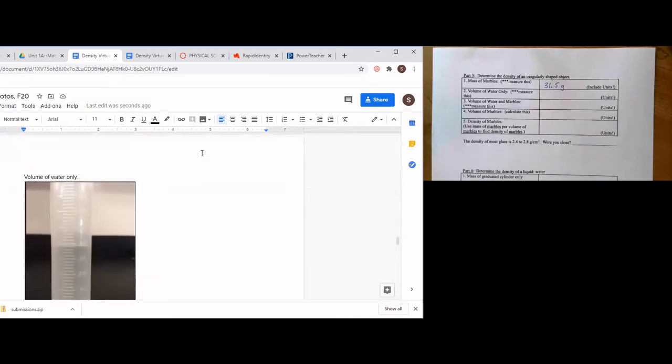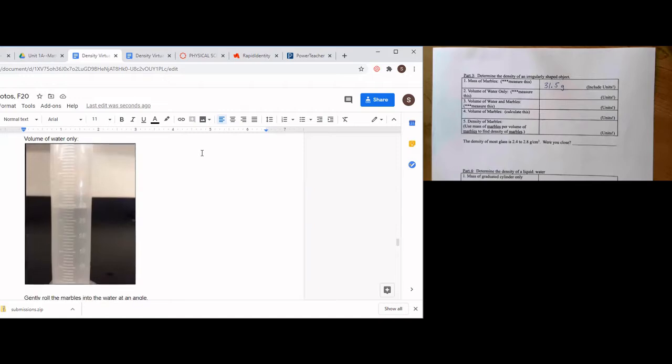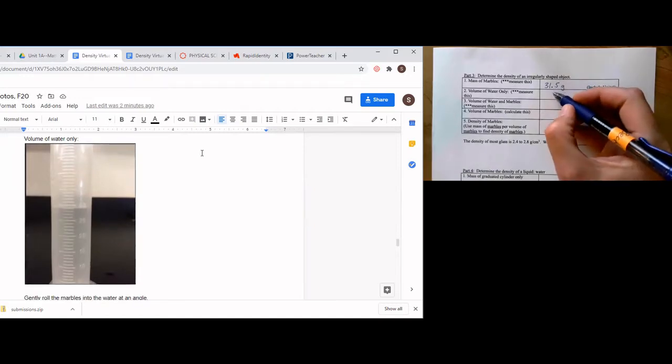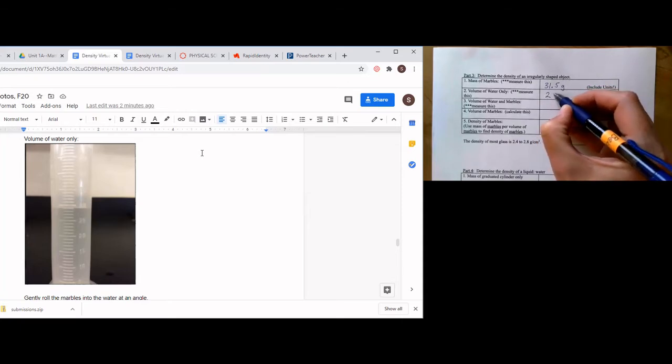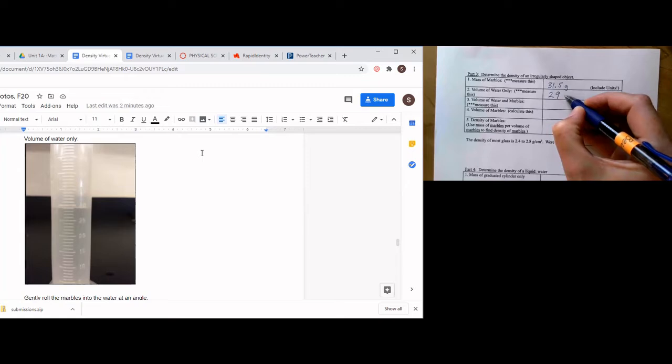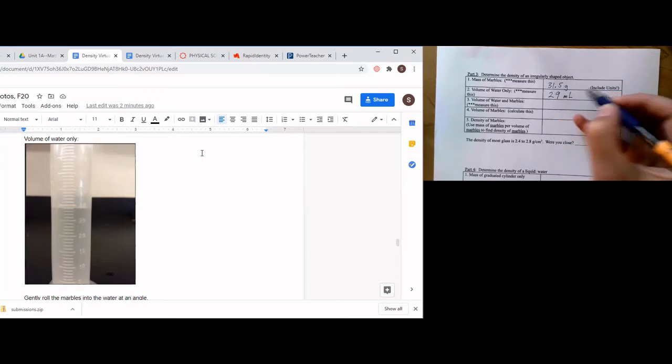First, we'll put some water in the graduated cylinder. Go ahead and read the volume of the water. You'll notice that it is 29 milliliters. That's a lowercase m, capital L. And rounding to the nearest whole number is close enough with this equipment.